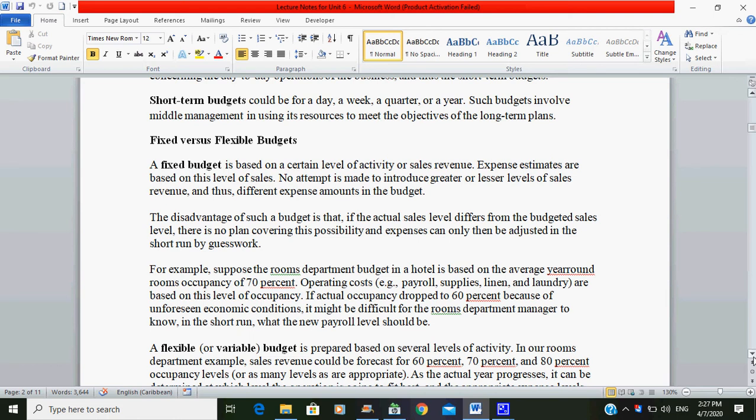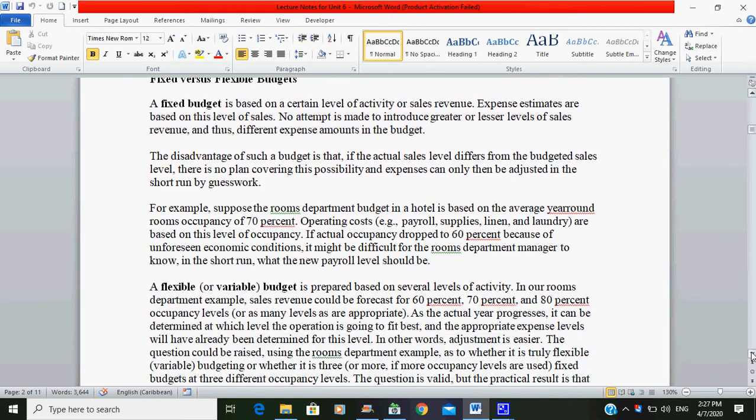This is the disadvantage of a fixed budget: if the actual sales level differs from the budgeted sales level, there is no plan covering this possibility, and expenses can only then be adjusted in the short run by what? Guesswork. There was no plan for it.